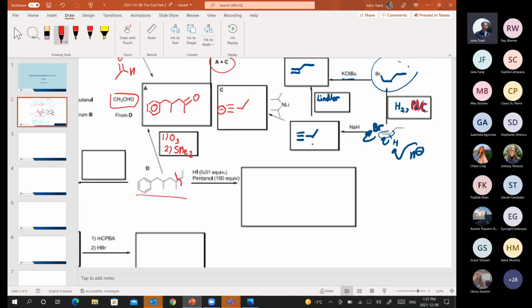So if I then take this guy and I use a catalytic amount of acid, 0.01 equivalents of HI, so it's a tiny amount of HI, and a ton of pentanol, 100 equivalents. What am I doing? A little bit of acid, lots of alcohol. And is there iodine in the product?